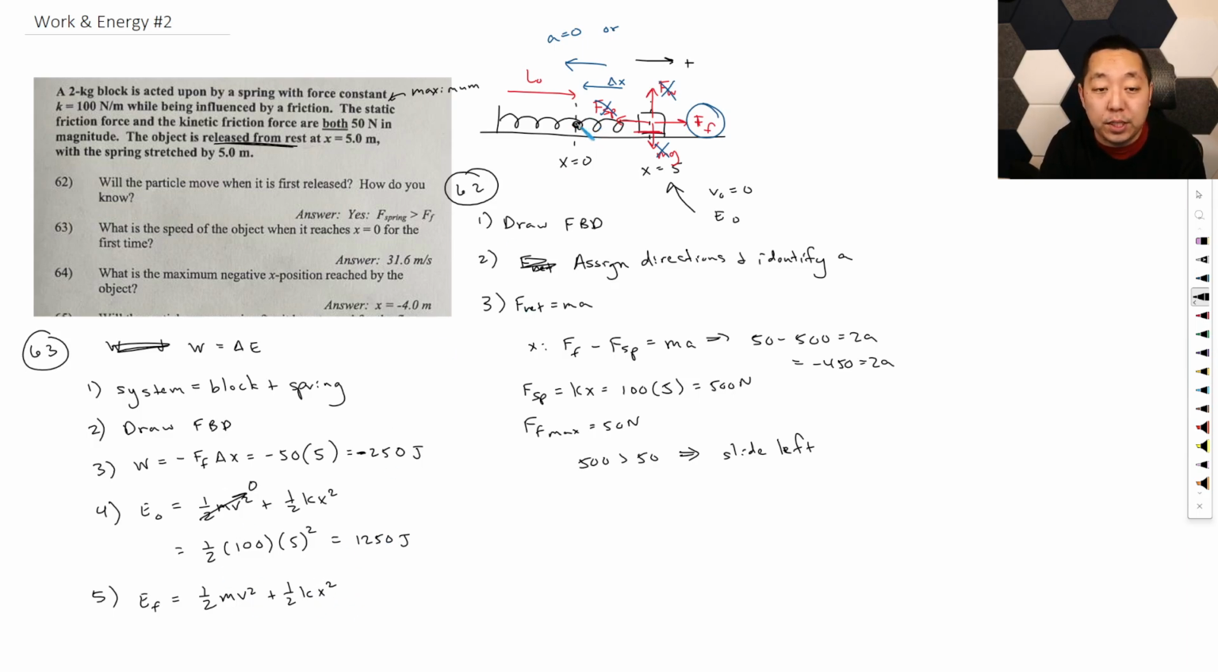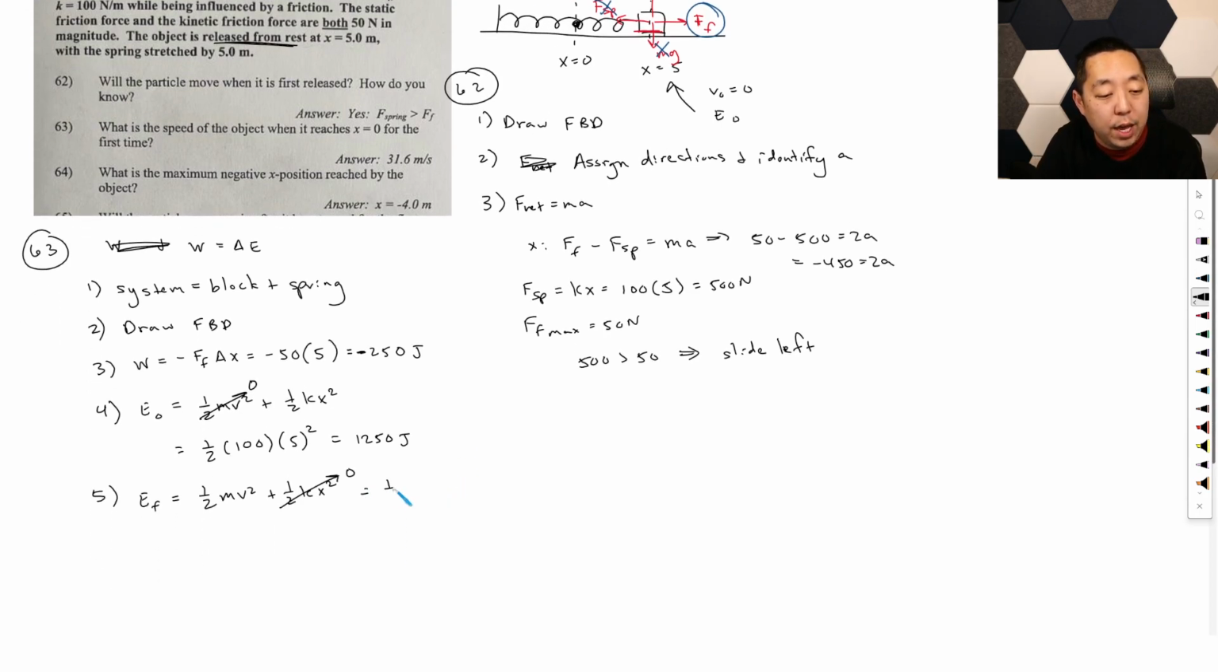Does it have any spring potential energy? Well, we're now at the relaxed length of the spring. Okay, so there's no spring potential energy at this point. So then we're just left with 1/2 times 2 times v squared, which is just v squared. And now the last step is we're going to do work is the change in energy.